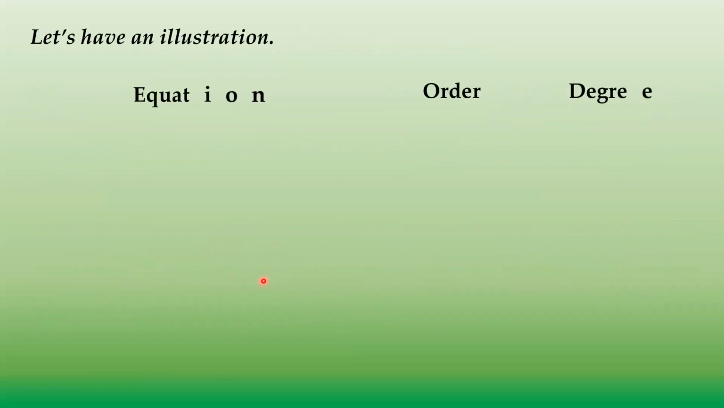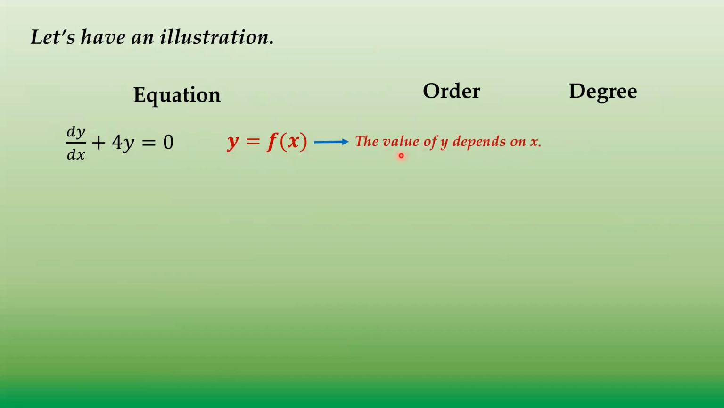Meron tayong illustration. So, number one, we have dy over dx plus 4y equals 0. So, before we proceed with degree and order, balik tayo ng function. If we have y equals f of x, so y is a function of x. Meaning the value of y depends on x. Tama naman? Nakadepende yung value ng y sa value ng x. Usually, y ang ating unknown dito. Magbibigay ng value ng x, then we're going to find the value of y. So, y is unknown. Y is dependent doon sa value ng x natin.